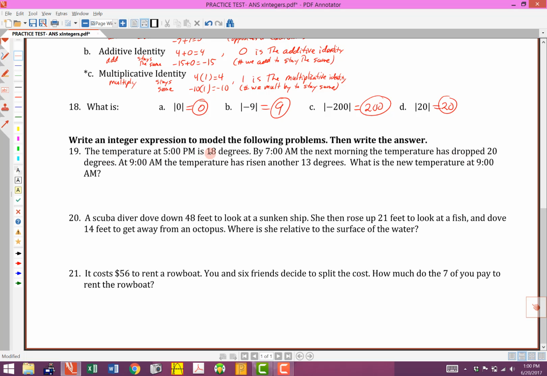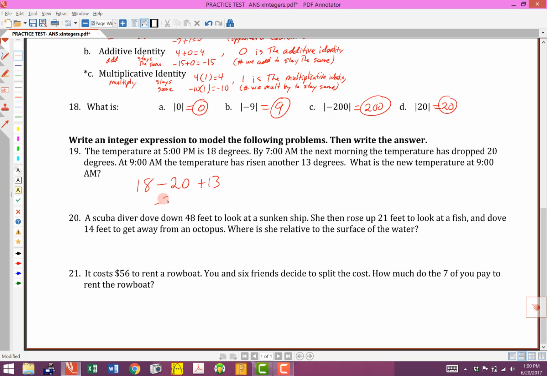Okay, we start out at 5 p.m. and it's 18 degrees. Now it says 18 degrees, so we'll assume that that's above 0. So 18 degrees above 0 would be positive. The temperature dropped 20 degrees. Now it doesn't say it dropped to 20 degrees, it just says it dropped 20 degrees. So that's going to be a minus 20. And then it went up another 13. So it's going to be up 13. So this is 5 o'clock the previous day, then by 7 in the morning, and then by 9 in the morning. So let's see what happens here.